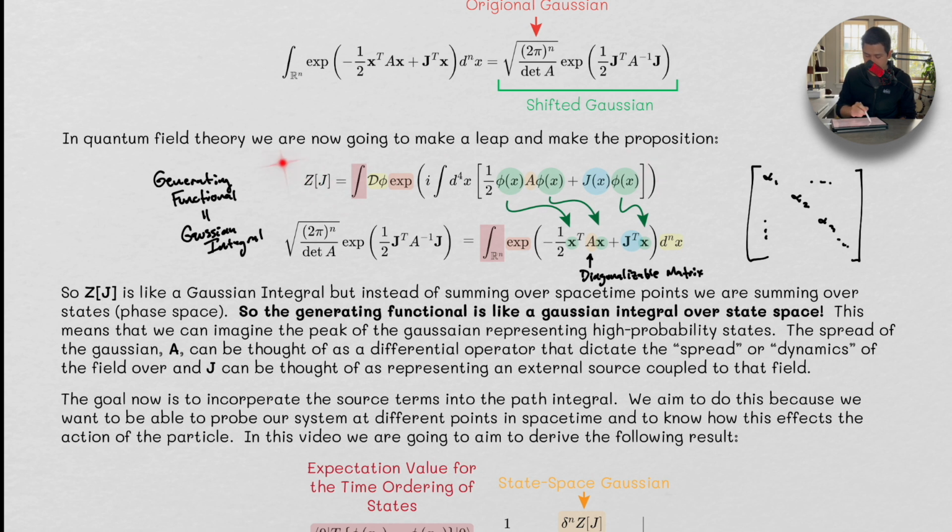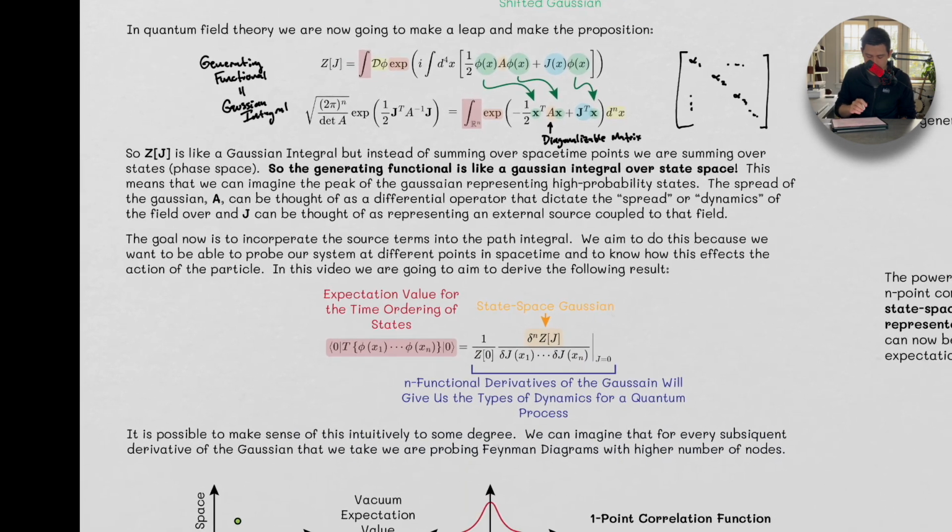Okay, so step one here is, we're making this leap. We're proposing that this is our Gaussian, and we're calling this our generating functional. Z of J is like a Gaussian integral, but instead of summing over space-time points, we're summing over state or phase space. And so the generating functional is like a Gaussian over state space. Okay, simple enough. This means that we can imagine the peak of the Gaussian representing high probability of states, right? So wherever the peak is.